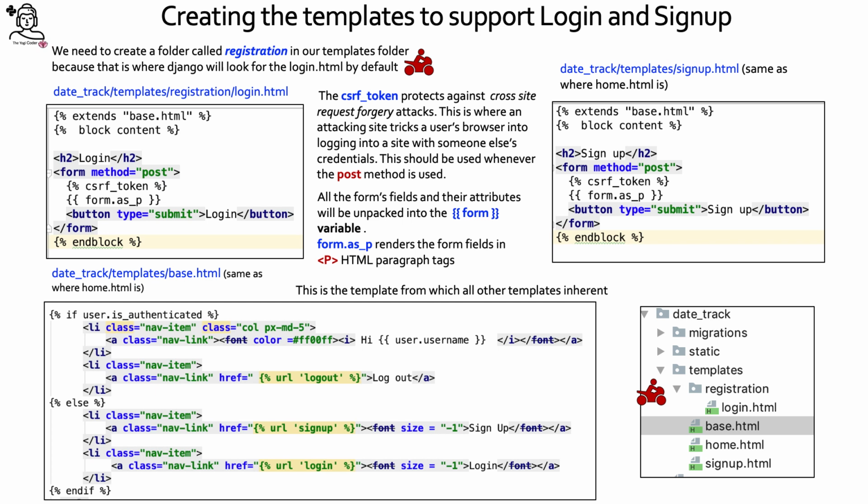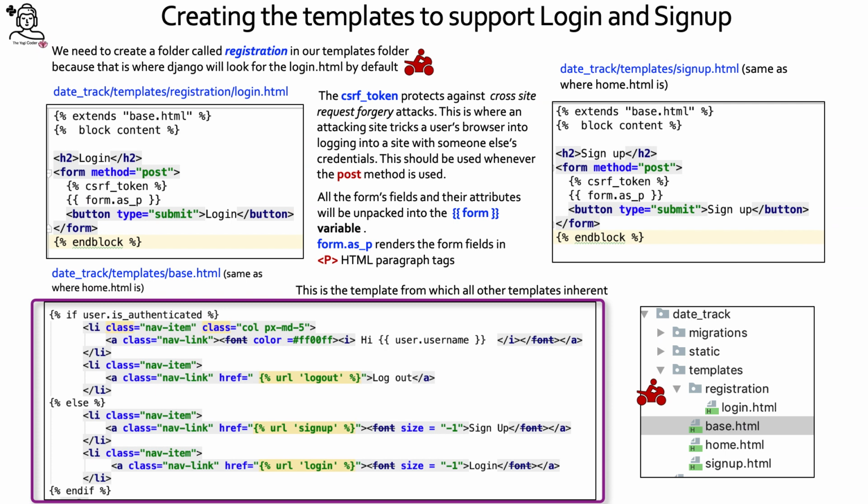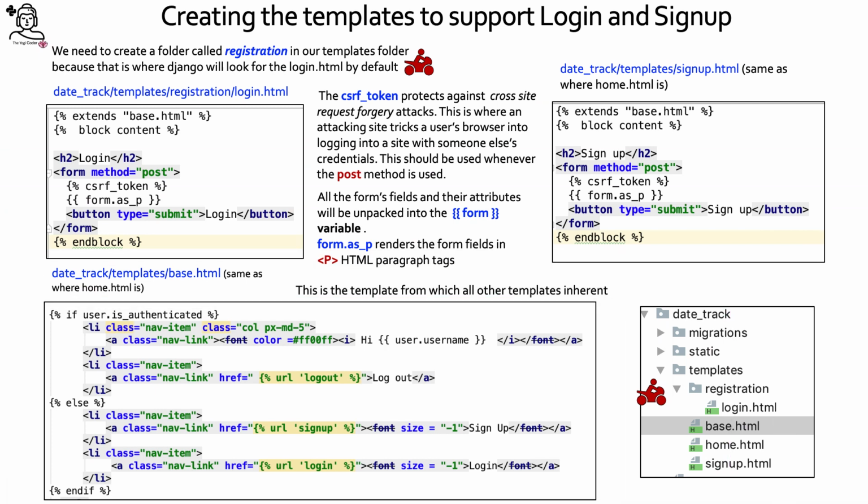Okay, so down at the bottom, this is the template from which all other templates inherit, right? So this is our base.html. And I know it might look a little funky, but we have an if statement here, an if block. If user is authenticated, then say hi and grab the username and only present them the logout link, right? Because that's the only thing they would need. If they're already in, they don't need to sign up. They don't need to log in. They're already logged in. So all they would need is log out.